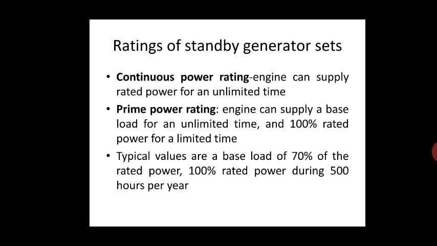Next one comes the prime power rating. In the prime power rating, the engine can supply a base load for an unlimited time and 100% rated power for a limited time. So if it is 100% rated load, say in our college we have 580 kilowatt of power. Our diesel DG set in our college cannot supply 100% power for unlimited time. It can only supply for a limited time, say 5 hours only, and it can supply the base load, say for our department block, for unlimited time.